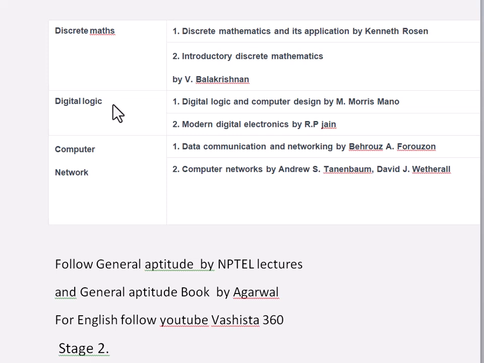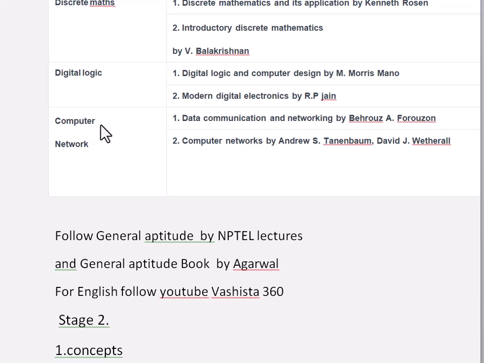Another subject is Digital Logic. One book is Digital Logic and Computer Design by M. Morris Mano. Another book is Modern Digital Electronics by R.P. Jain. Another subject is Computer Networks. One book is Data Communication and Networking by Behrouz Forouzan. Another book is Computer Networks by Andrew Tanenbaum and Wetherall.